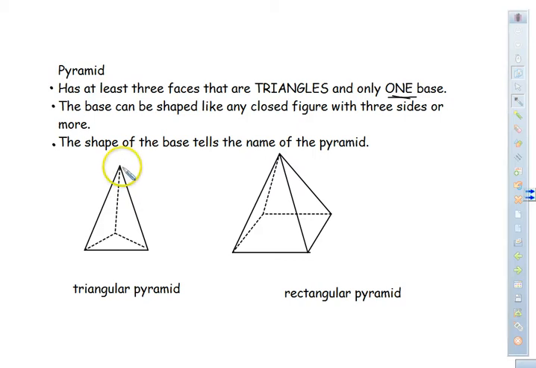So one of the things you need to know too is that usually opposite of the base is going to be the point that all of those sides come together on, excluding the base. So it's usually always opposite of it. This is a triangular pyramid, and again, because there's only one base, it has a triangle for its shape. For this one, we call this a rectangular pyramid, or you could also call it a square pyramid because it does look very similar to being a square.